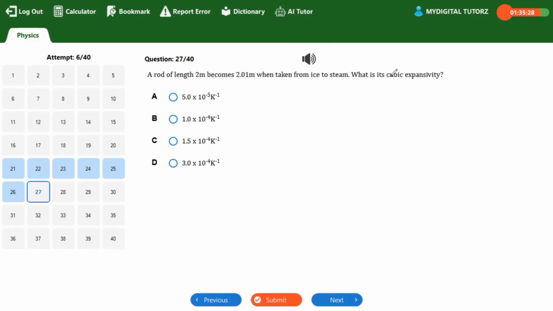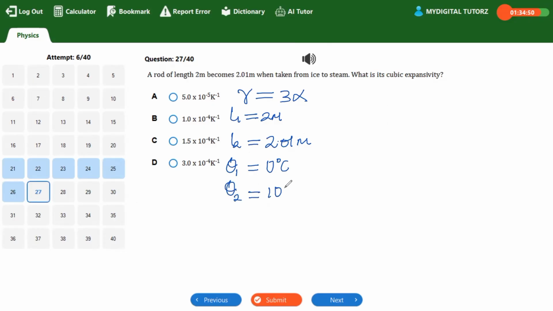But when you have this type of question where you are given parameters for linear and you are asked to calculate cubic, then you remember the relationship: cubic expansivity is equal to 3 multiplied by linear expansivity. Here the original length L1 is 2 meter, and the final length L2 is 2.01 meter. From ice to steam tells you that theta 1, the ice temperature, is 0 degrees Celsius, and theta 2, the steam temperature, is 100 degrees Celsius.